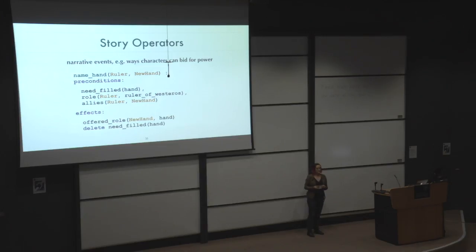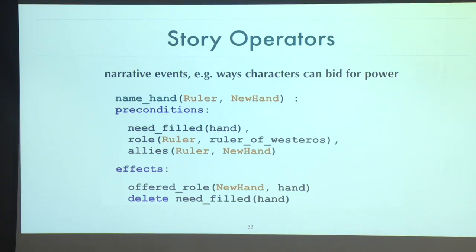In Game of Thrones, in general, when you're describing a narrative domain in a planner, you usually want to describe your operators as parameterized narrative events, sort of templates for how narrative events might unfold or occur in the course of the story. And in Game of Thrones, I figured it would be appropriate to describe operators as basically ways that characters can bid for power or be offered power and either succeed or fail at gaining power. Or perhaps lose power, right?